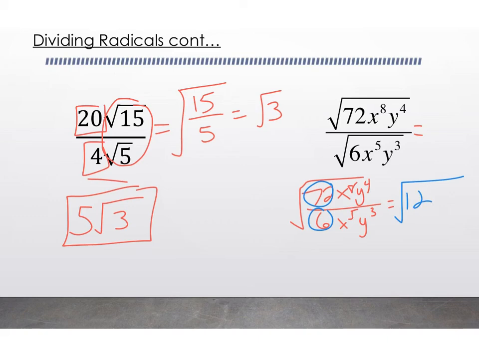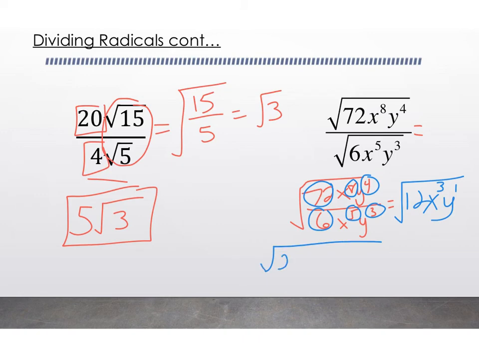For the other variables, we're going to be using those properties of exponents. And remember, when we're dividing here, we need to subtract those exponents. So it's going to be x to the 8 minus 5, which is x to the 3rd. And then it's going to be y to the 4 minus 3 power, which is y to the 1st. So we've broken it down to one radical now. And at this stage, we want to make that factor tree of 12.